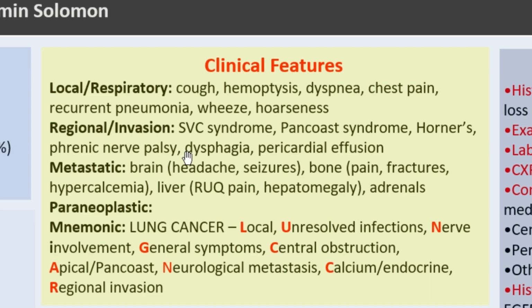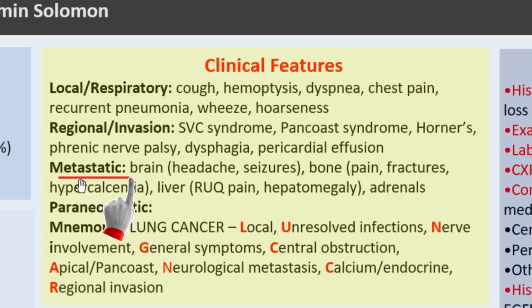So if we have a tumor that is medial and it compresses on the esophagus, we may have dysphagia. Then we may have pericardial effusion, which is when the tumor infiltrates into the pericardium of the heart, and the pericardial effusion can be detected by the Beck triad. Then we look at metastatic disease.